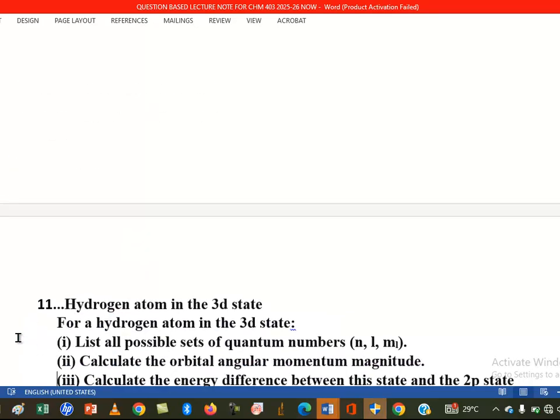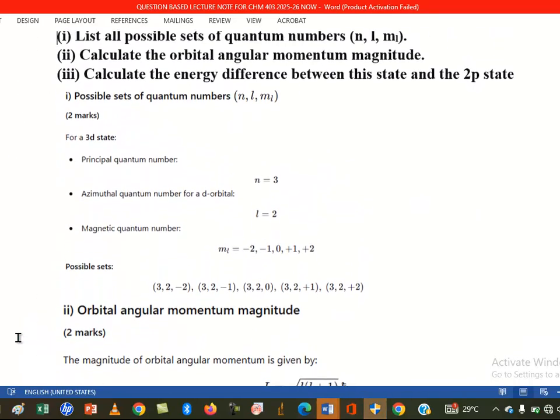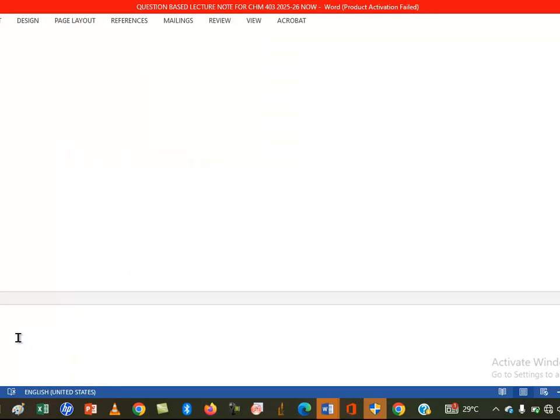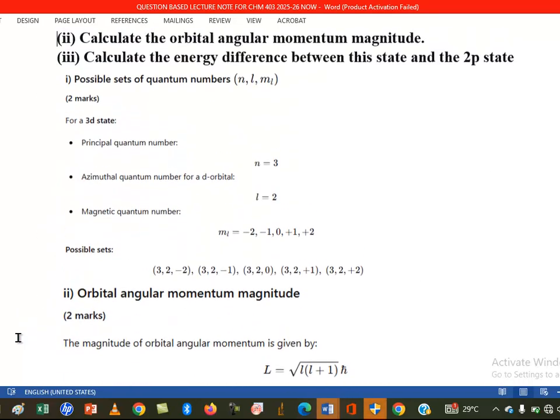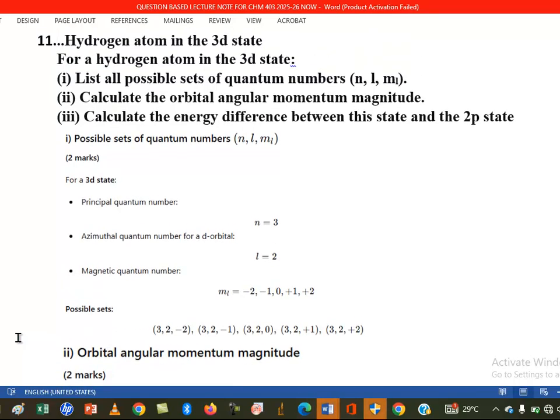Now we move to 11. Hydrogen atom in the 3D state. So in this state, we look at, remember, 3D. When you talk about 3D, n is equal to 3, and for D, l is equal to 2.